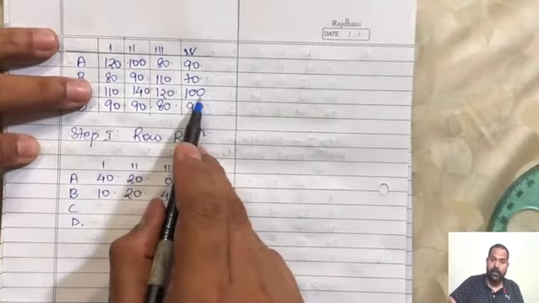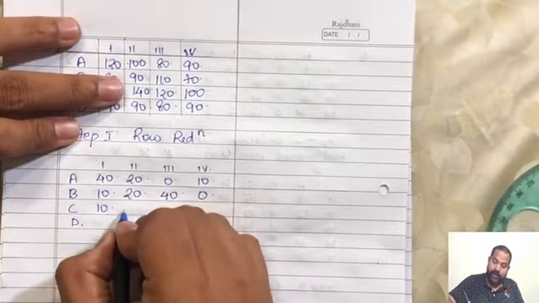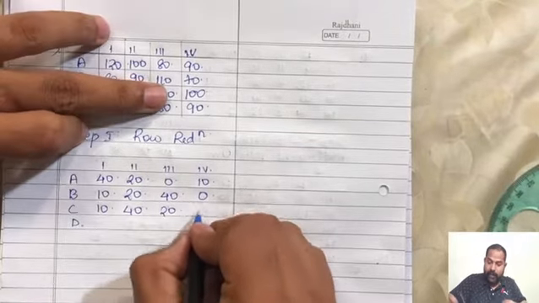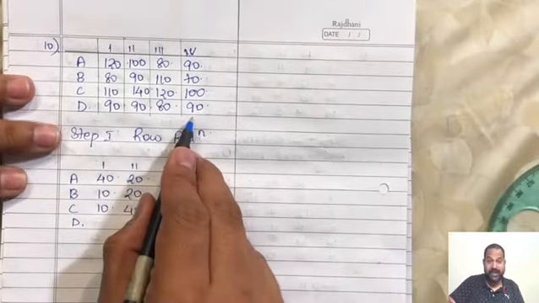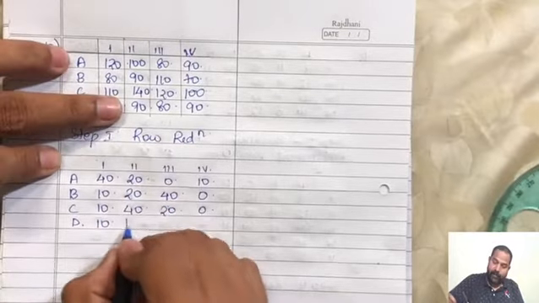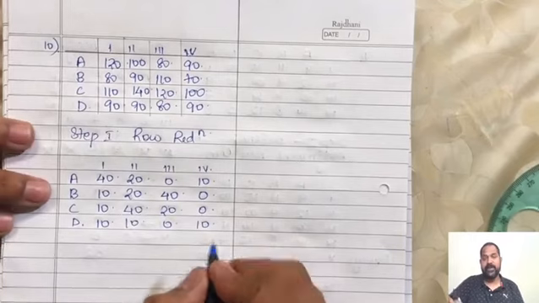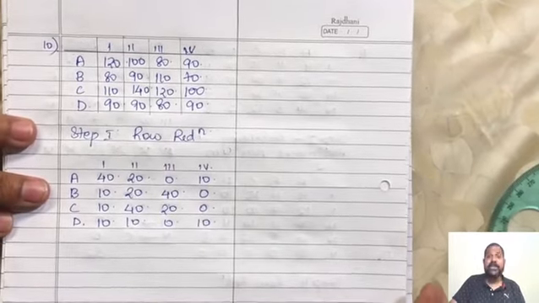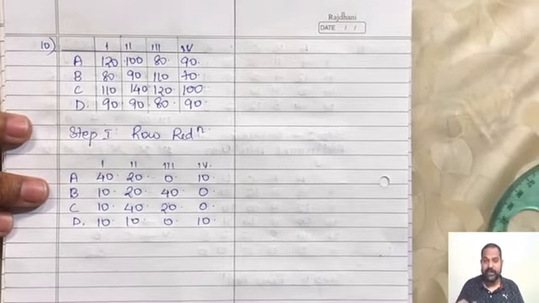Subtract throughout by 100. 110 minus 100 is 10. 140 minus 100 is 40. 120 minus 100 is 20. And 100 minus 100 is 0. The least here is 80. 90 minus 80 is 10. 90 minus 80 is 10. 80 minus 80 is 0. And 90 minus 80 is 10. Row reduction is done. Check if every column also has a 0.